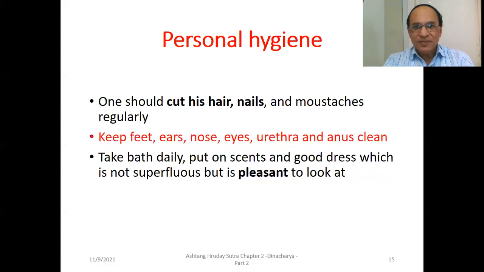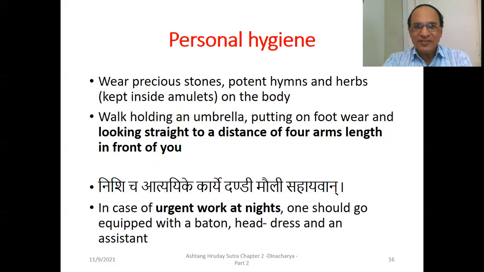Avoid extremes. Personal hygiene: one should cut hair, nails, and mustache regularly. Keep the feet, ears, nose, eyes, urethra, and anus clean. Take a bath every day. Put on scents and good dress, which is not superfluous but pleasant to look at. Don't go too much for fashion. Extreme fashion is also bad; it does not look very nice. Wear precious stones, potent hymns and herbs kept inside amulets on the body.